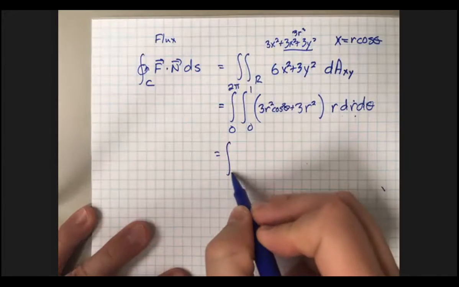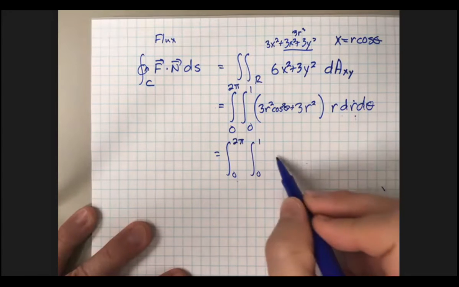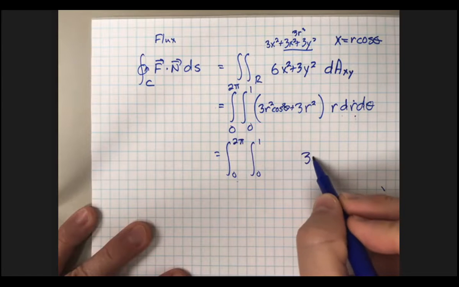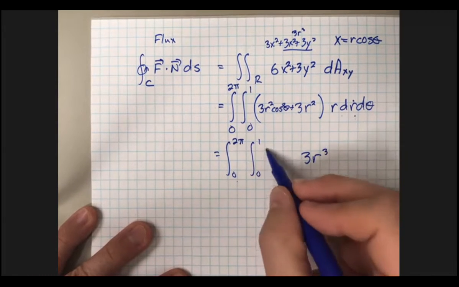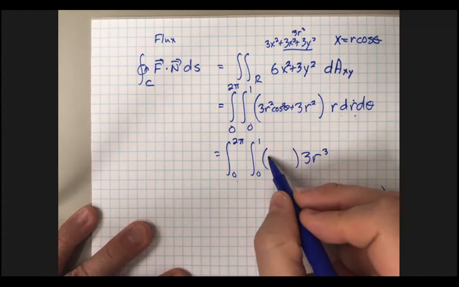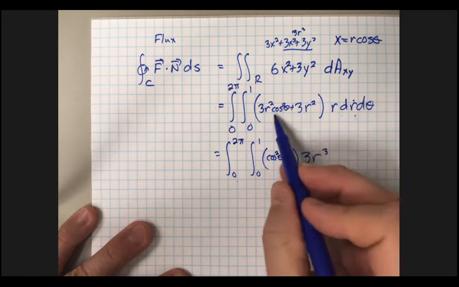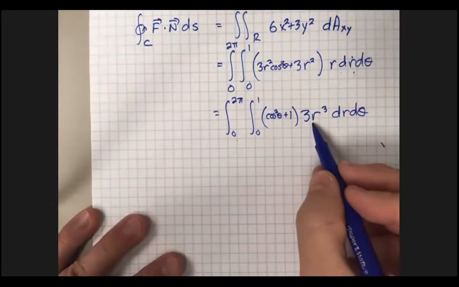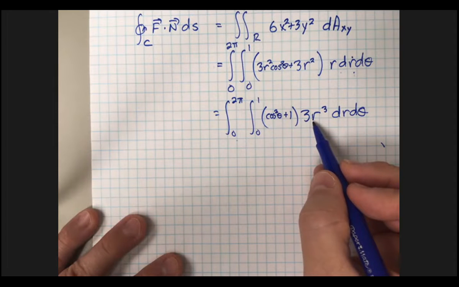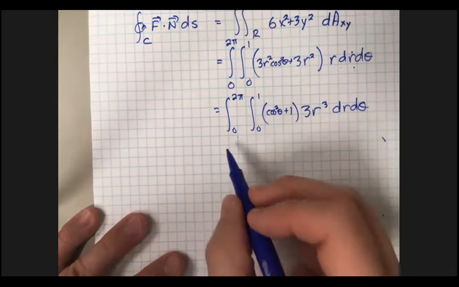Let me rewrite this slightly so you can focus on it. Three r cubed, when I distribute that r, cosine squared θ plus one, if you factor out the 3r squared, dr dθ. And first I just have to work on the r integral, which I already decided was 3/4. Remember, you integrate this as 3/4 r to the fourth, from zero to one, which just evaluates to 3/4.